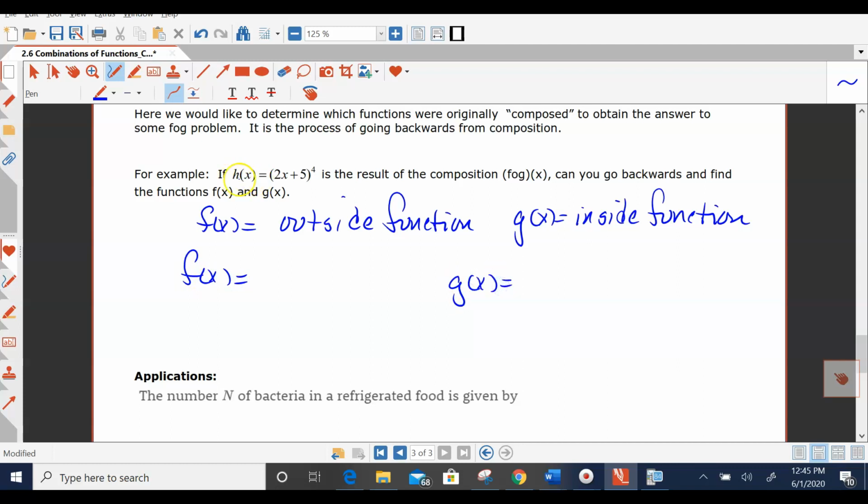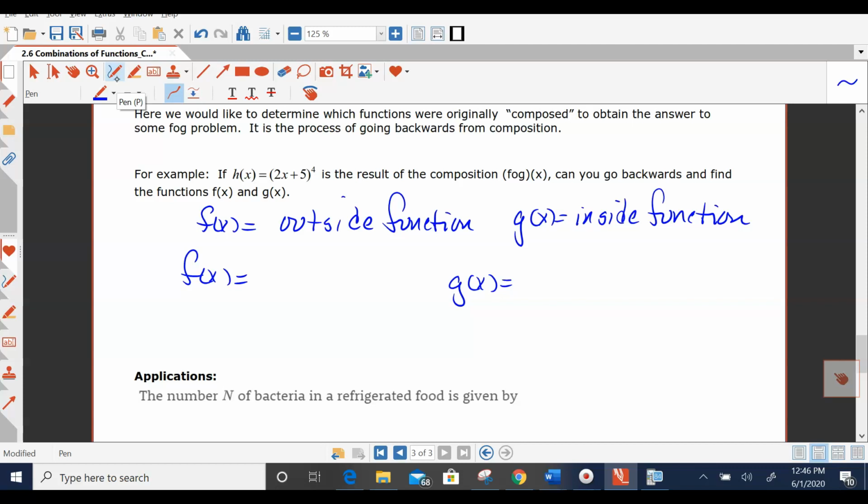So take a look at this function. I've got a function h of x, which is a composition, and it's equal to 2x plus 5, and all that is raised to the fourth power. And I want to figure out what looks like it could be an inside function, what looks like it's going to be the outside function. And then just break that down.